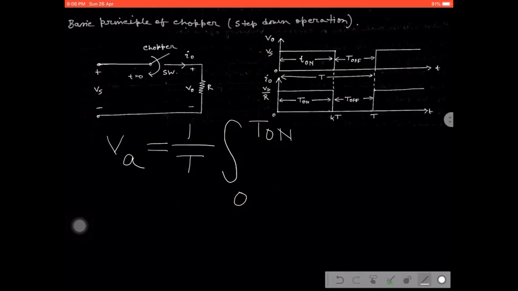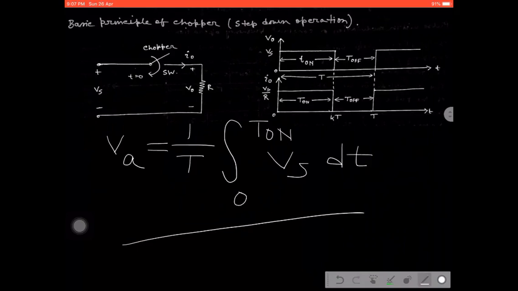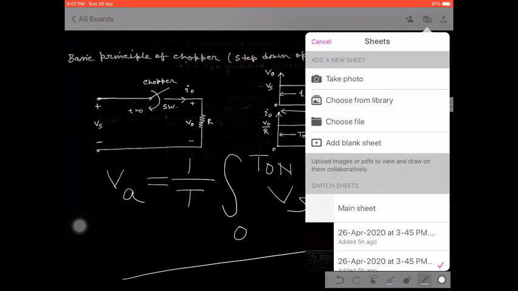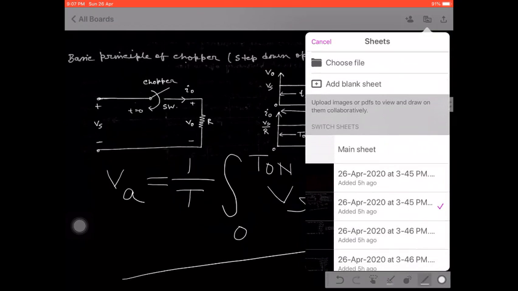And the expression is what? The voltage expression. Obviously, when the switch starts conducting, the voltage appears across the load. That means VO must be equal to VS, with respect to the time domain, dt. So this is the expression to calculate the average output voltage. Now do the calculation part, which is reflected on the next sheet.